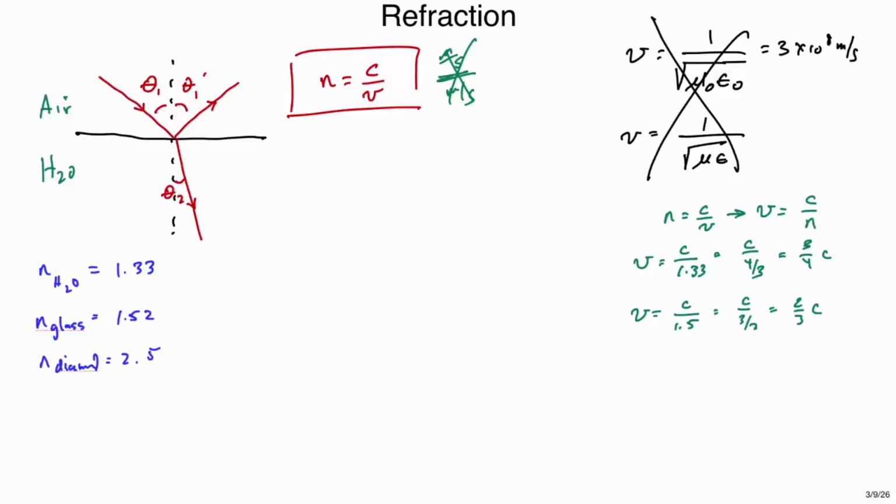What are you noticing about the speed of light in the material as the index gets bigger? It's slowing down, isn't it? The bigger the index of refraction gets, the slower these waves are in the material. So for diamond, 2.5, that's 5/2, right? So that ends up to be 2/5 the speed of light.